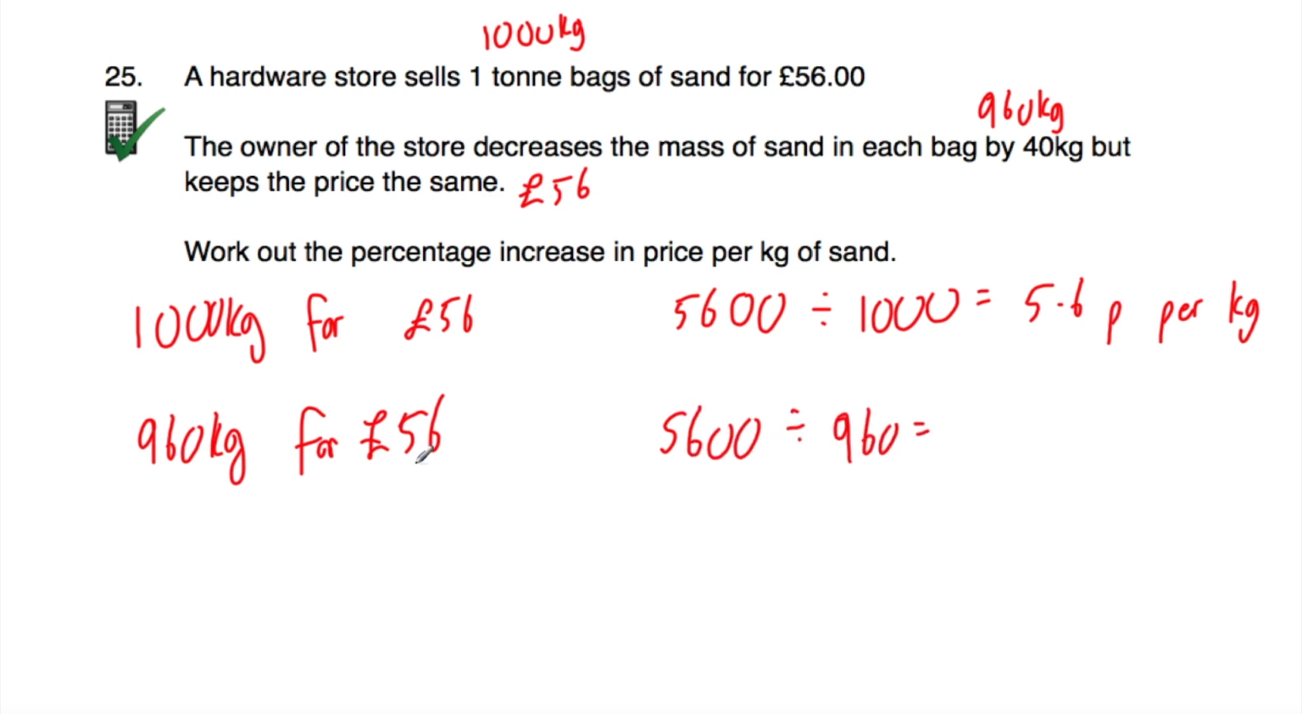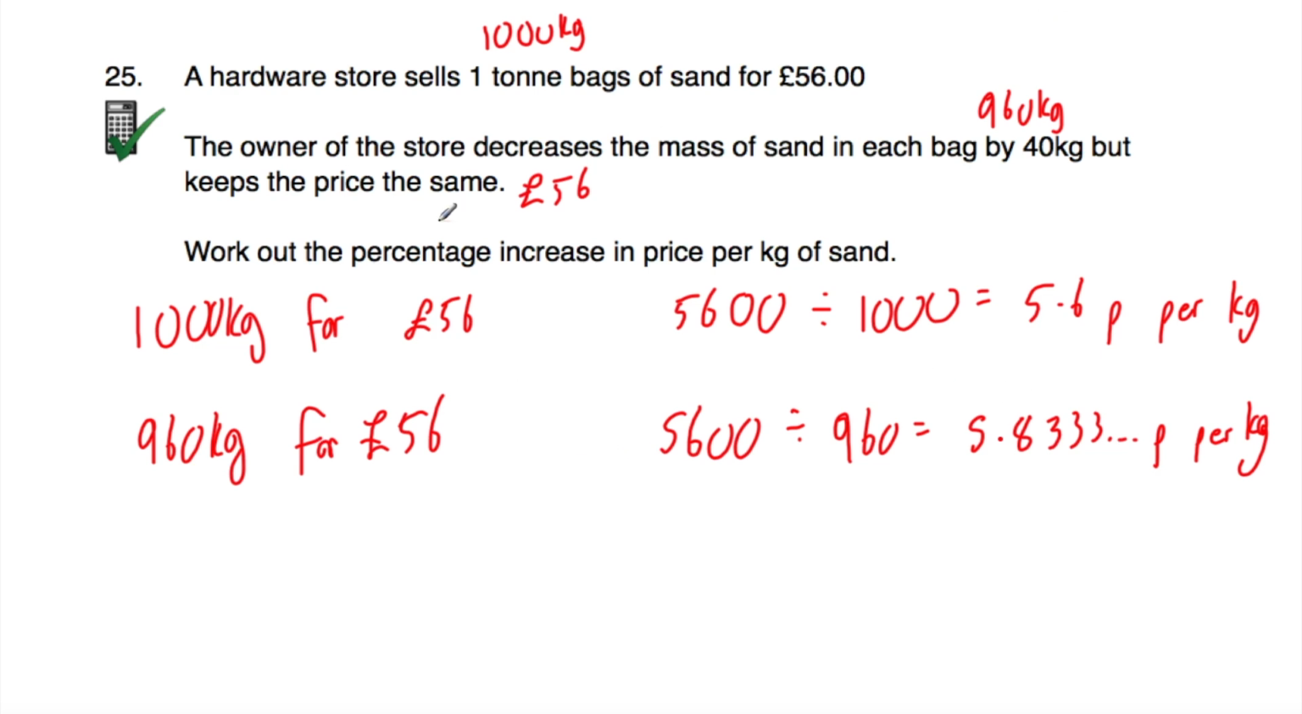So whenever we divide the price by the number of kilograms, that'll tell us the cost per kilogram. So 5,600 divided by 960 is equal to 5.8333 recurring pence per kilogram. So we've now got the price per kilogram before the shop owner changed the quantity of sand they got, and we've got the price per kilogram after he reduced the amount of sand in the bag.